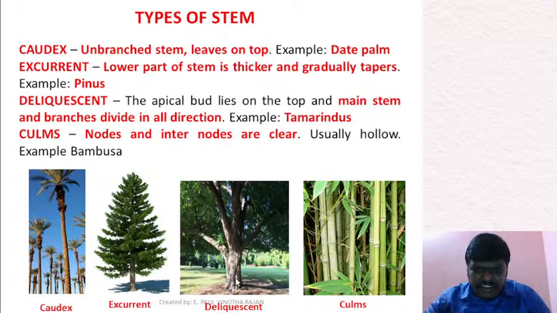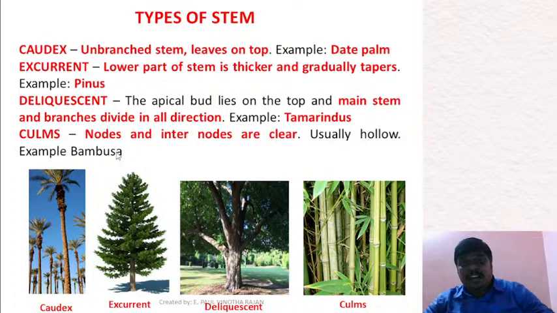You can see it here, this is the main stem. The main stem divides into many branches. The main stem, example, the tamarindus. And culms. Culms are, example, bambusa.